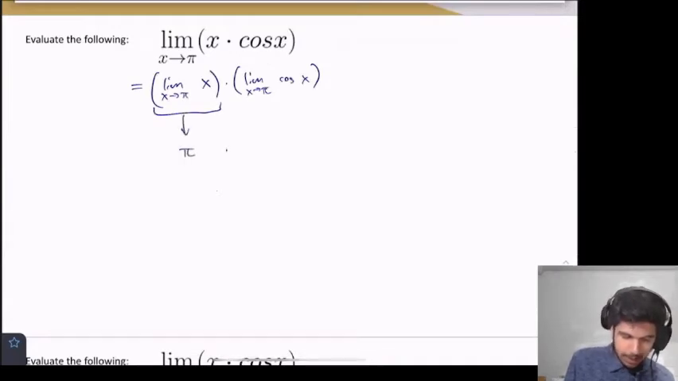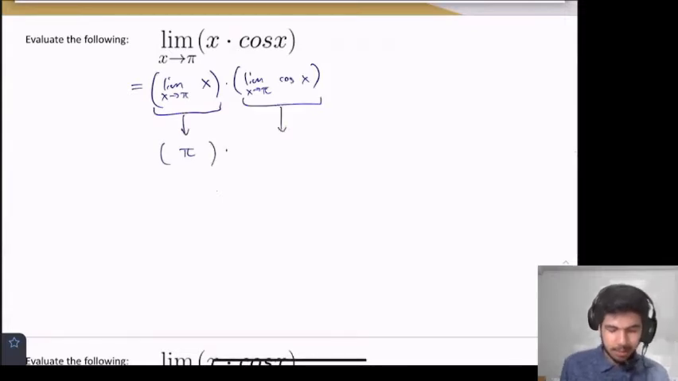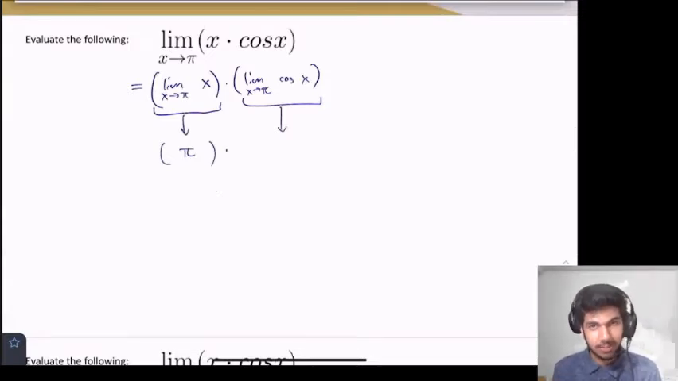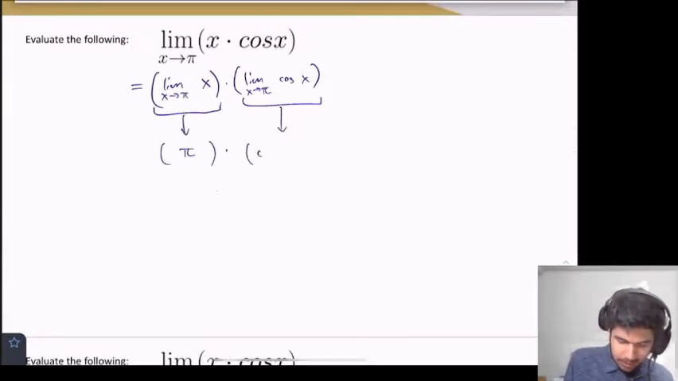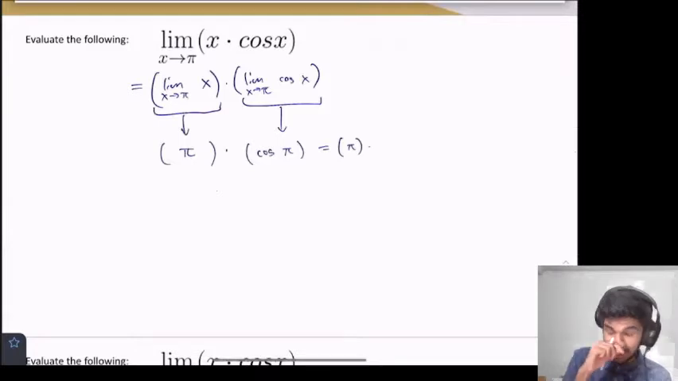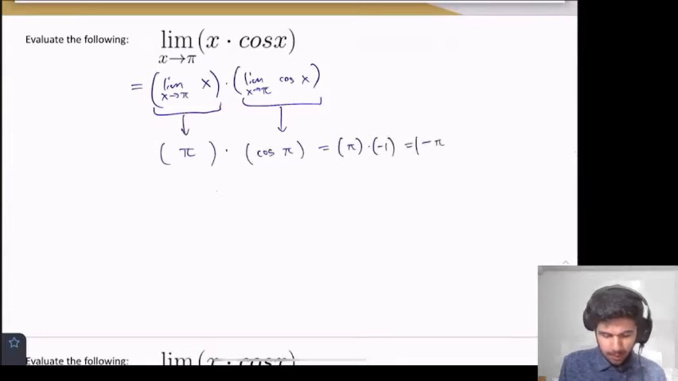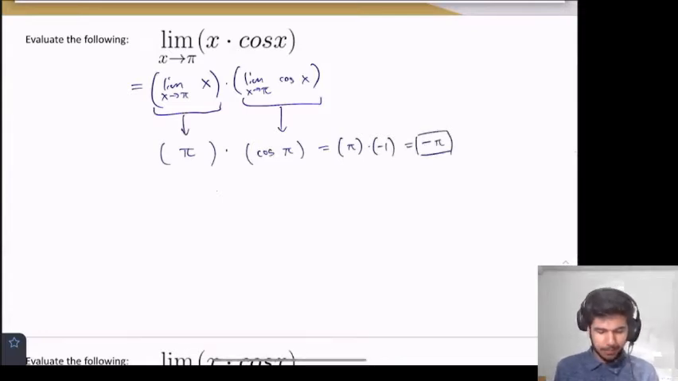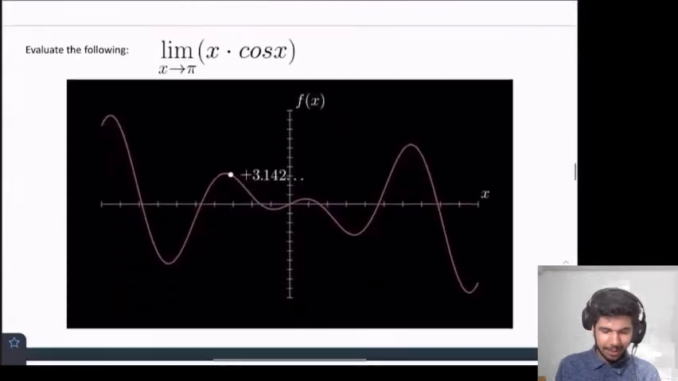And then we're multiplying that with this limit, right? We just saw that the limit as x approaches c of cosine of x is cosine of c. So this evaluates to cosine of pi. We can simplify this further, which comes down to pi times cosine of pi. That's equal to -1. So our answer is -pi.